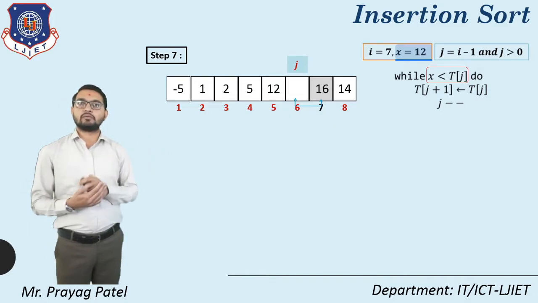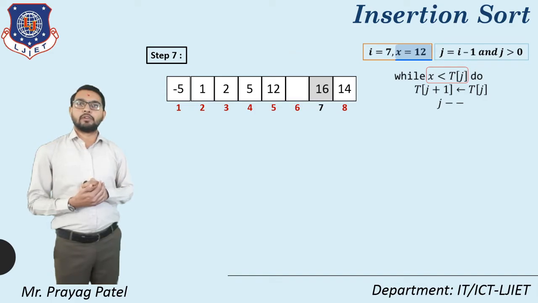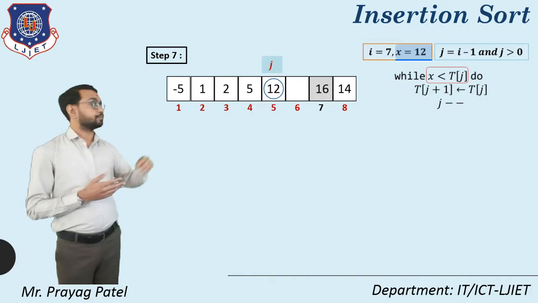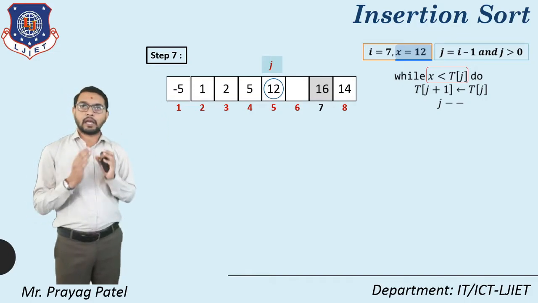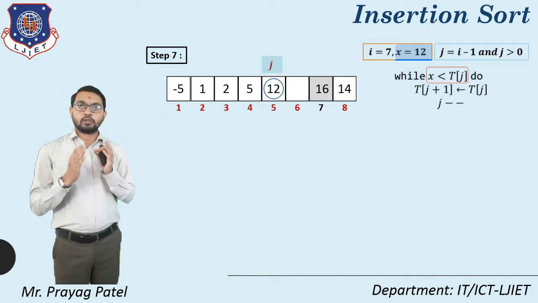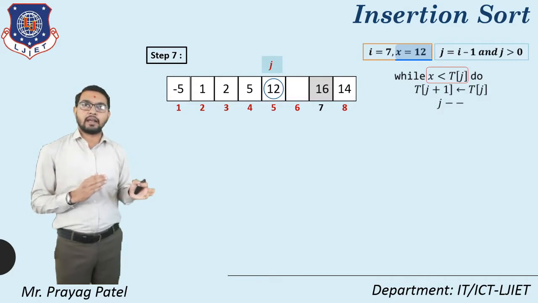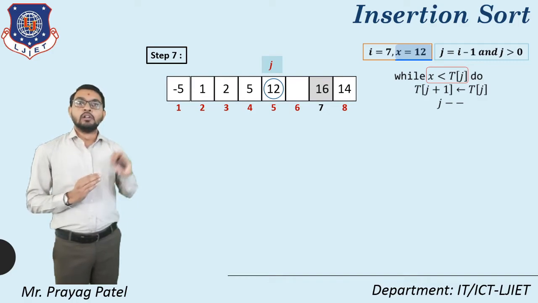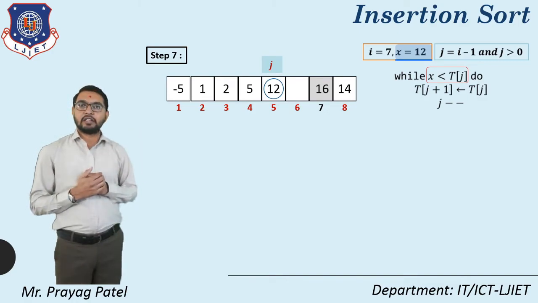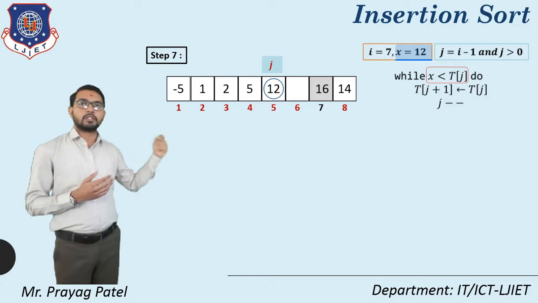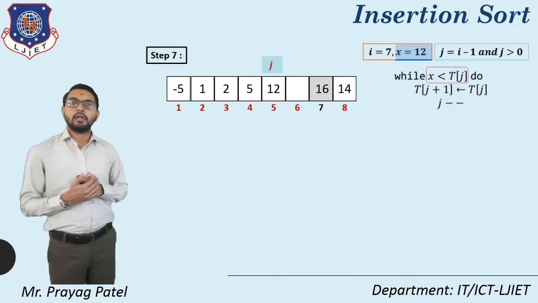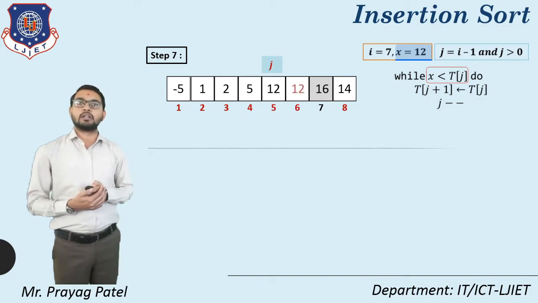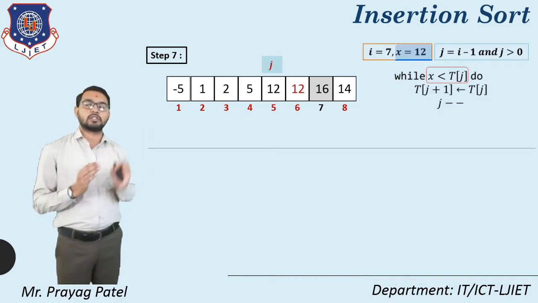Now consider the previous value of j. Here consider the previous location of j as location number 5, value equal to 12. So x equal to 12 and t of j also 12. So 12 equal to 12, and the condition 12 less than 12 is not satisfied, because here the only condition is less than, not equal. So the condition is false. That's why the shifting down operation will not be performed. Directly we put the value of x at location number 6. So here consider the value 12 at location number 6.